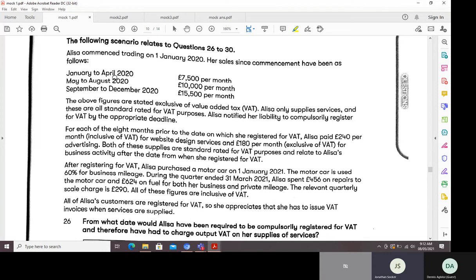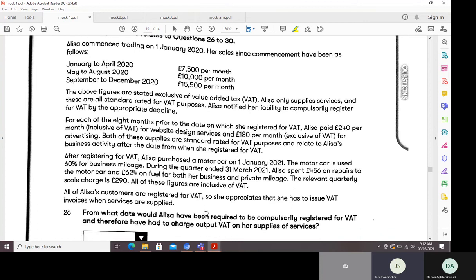So I think this information so far can help us answer the first requirement. So we don't need to go further. We want to know from what date would this company be required to register for VAT. So I think the sales there are what we are going to rely on to check when the limit has been met. So we know from January to April each month we are getting 7,500. May to August each month we are getting 10,000. So let's accumulate and see.